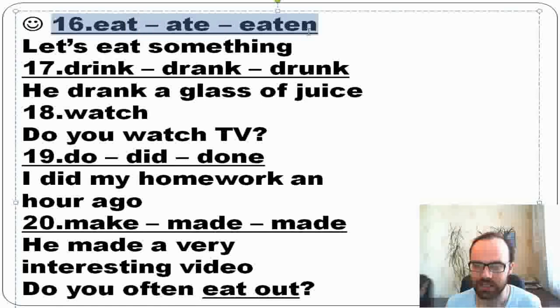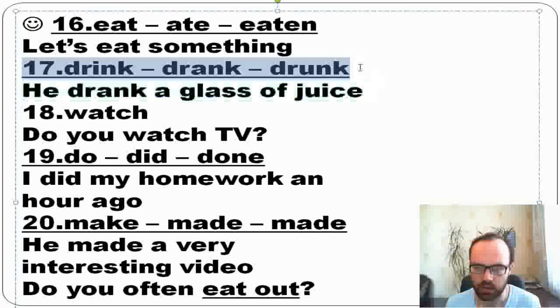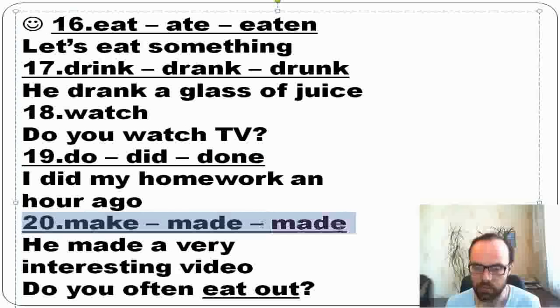Eat, ate, eaten. Let's eat something. Drink, drank, drunk. He drank a glass of juice. Watch. Do you watch TV? Do, did, done. I did my homework an hour ago. Make, made, made. He made a very interesting video. Do you often eat out? So eat out means eat maybe in a cafe, in a restaurant, not at home. It's also a phrasal verb.